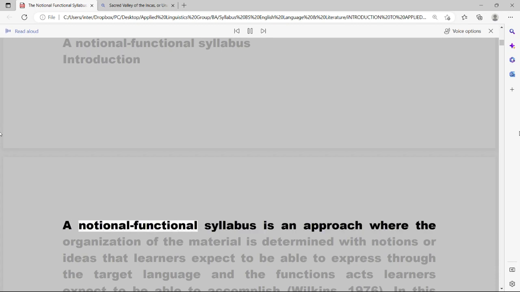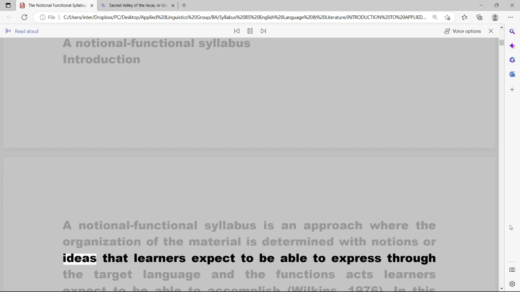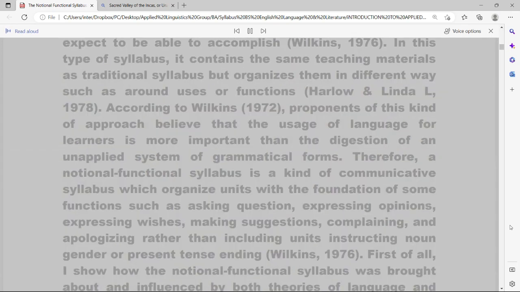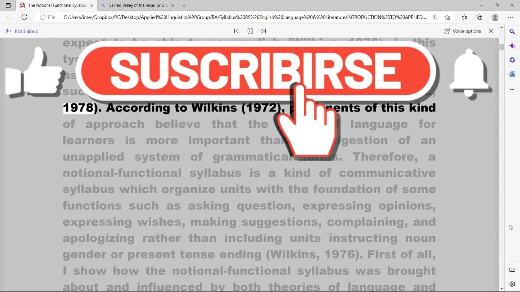A notional functional syllabus is an approach where the organization of the material is determined by notions or ideas that learners expect to be able to express through the target language, and the functions, or acts, learners expect to be able to accomplish (Wilkins, 1976). This type of syllabus contains the same teaching materials as a traditional syllabus but organizes them in different ways, such as around uses or functions (Harlow and Linda L., 1978).